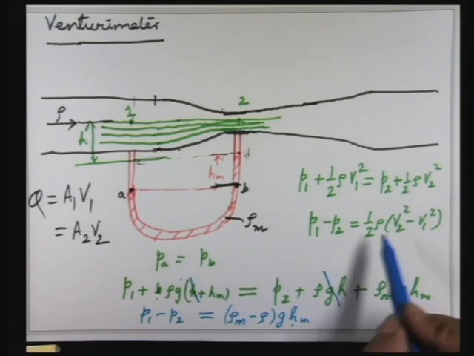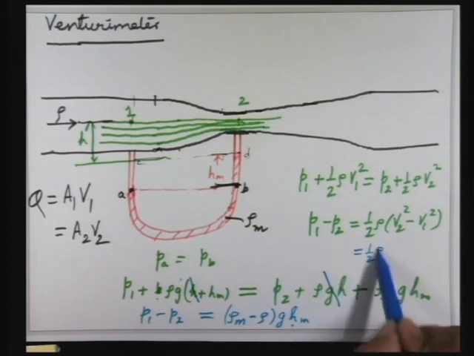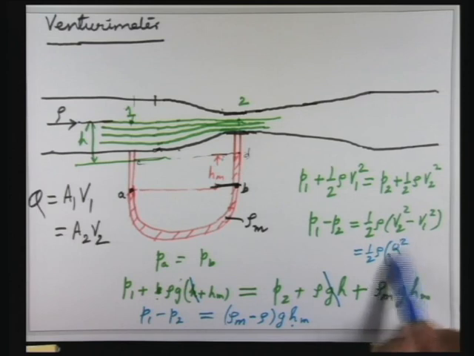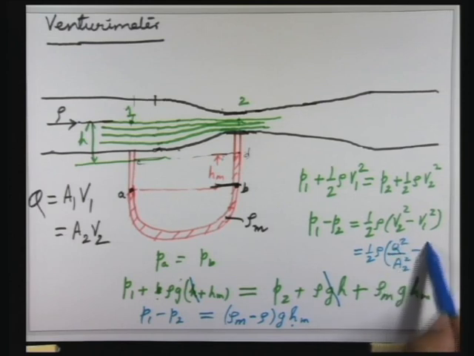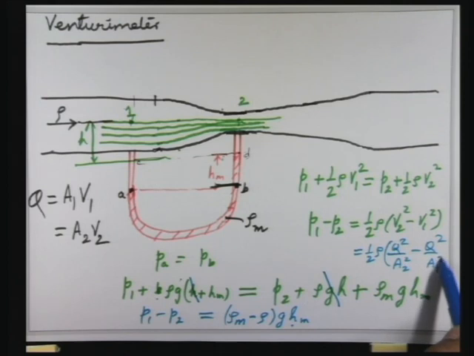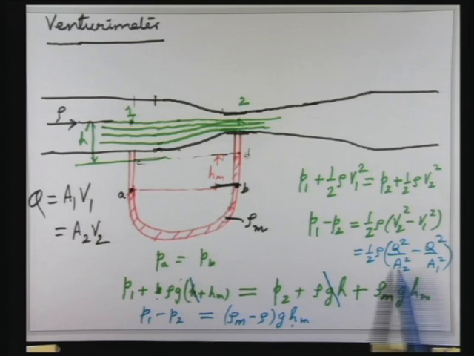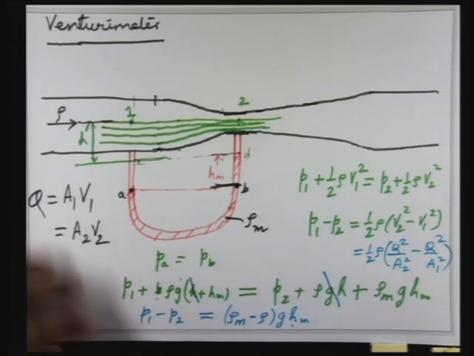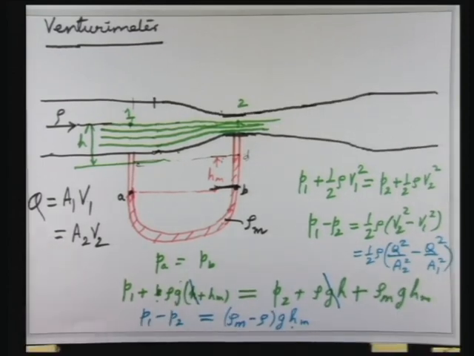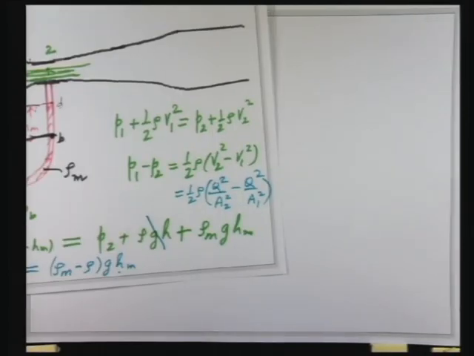So from that, I can write this as half rho times Q squared by A2 squared minus Q squared by A1 squared. Then you have converted both to only one unknown, Q. A1, A2 are given. So this left hand side you have found, and on the right hand side Q is unknown, so you can easily find it. So let me write it down on the other side.